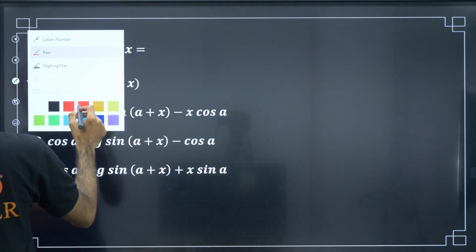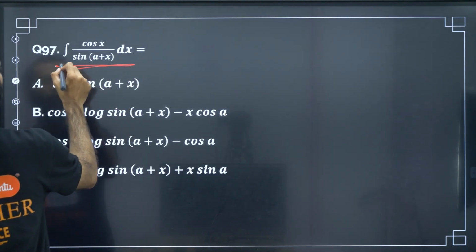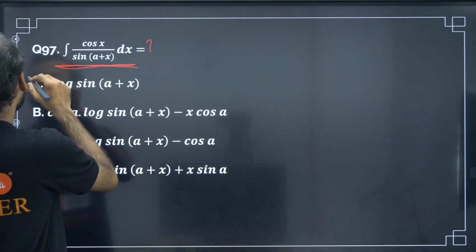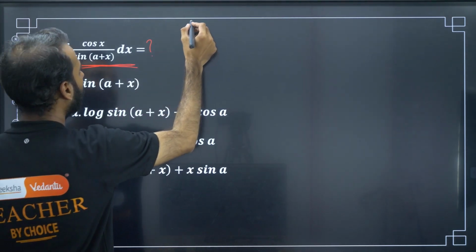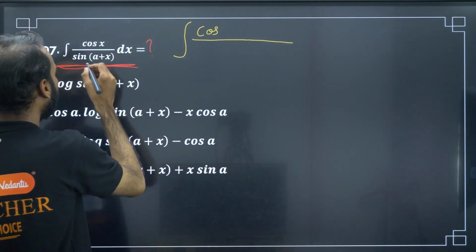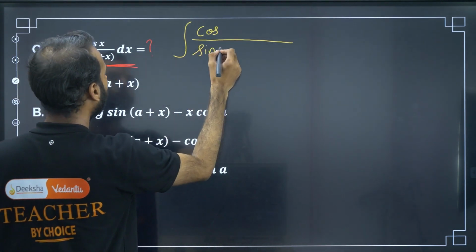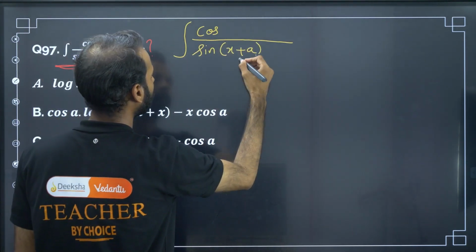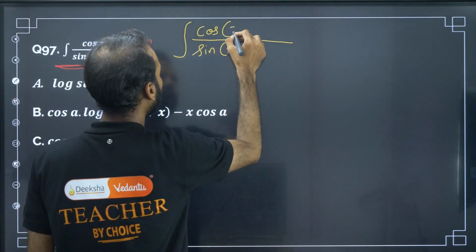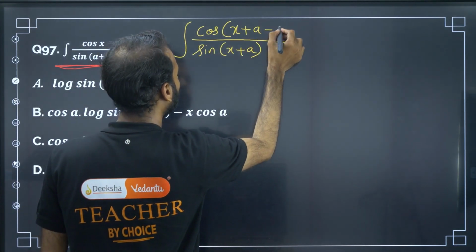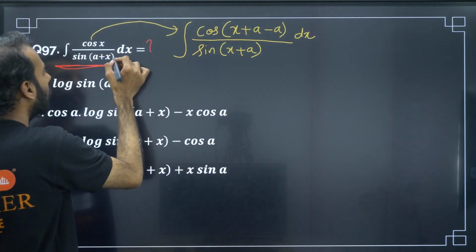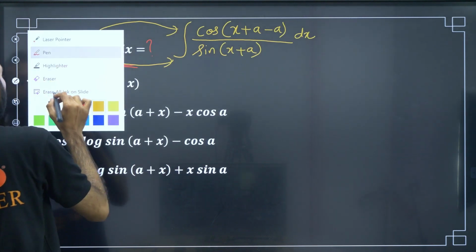The question here is the integral of cos of x by sine of a plus x dx. This we are supposed to find. For this, there is no direct ready-made standard integral available. So in place of x, let me write this as x plus a minus a dx. Same question only, everything same. I am writing it like this.